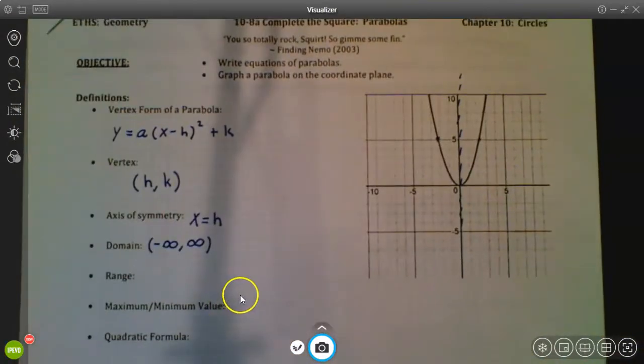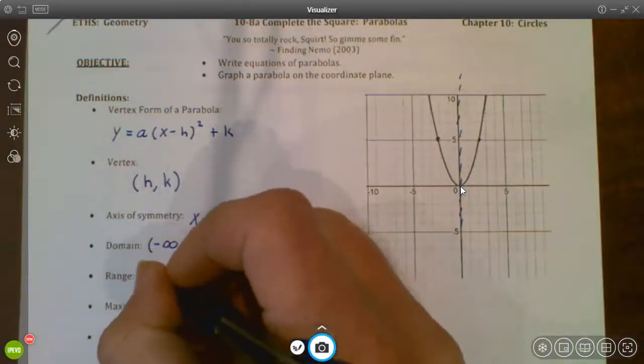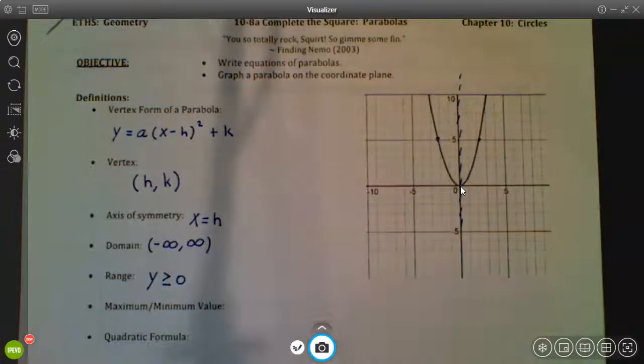The range is what your graph is doing up and down, right? So as I look at this, I can see that this graph is only going upward from 0, from the vertex, right? From this value right there, from the y-coordinate of my vertex. So if this is (0, 0), and my graph only goes upward from there, then we might say that my range are all of the y values greater than or equal to 0. Right, in this case, and that's if my vertex is at (0, 0), and if my graph is going upward.